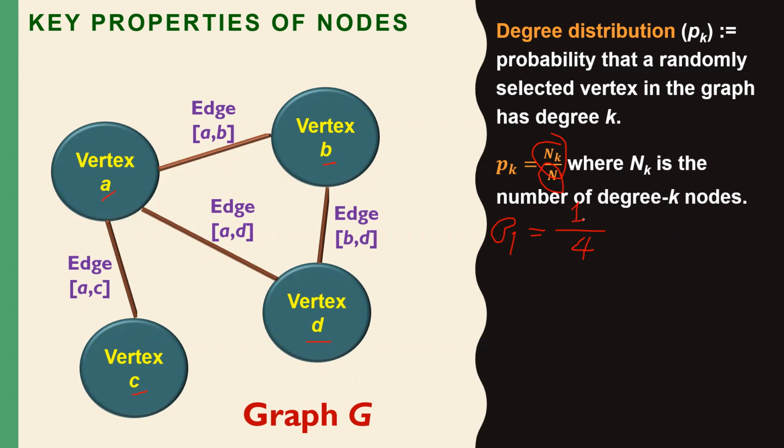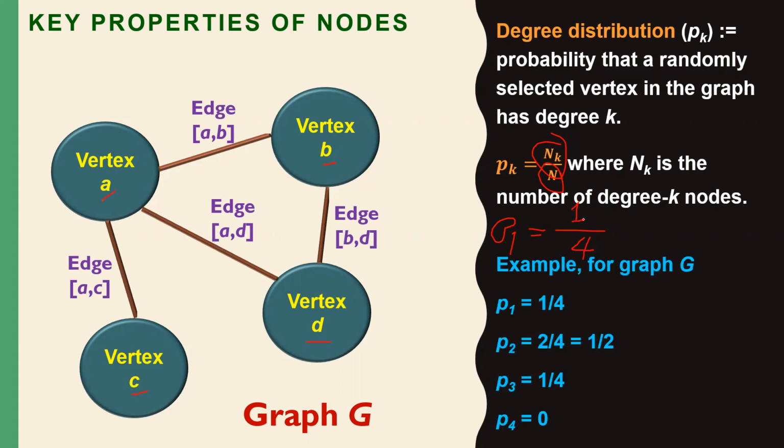And then if you compute all of the p sub i's, that will give you the degree distribution, right? So in this particular case, P2 is 1/2 because we have 2 vertices of degree 2, namely vertex B and vertex D. And then P3 is 1/4 because there's only one vertex of degree 3, which is vertex A. And then P4 is equal to 0 because there's no vertex of degree 4.